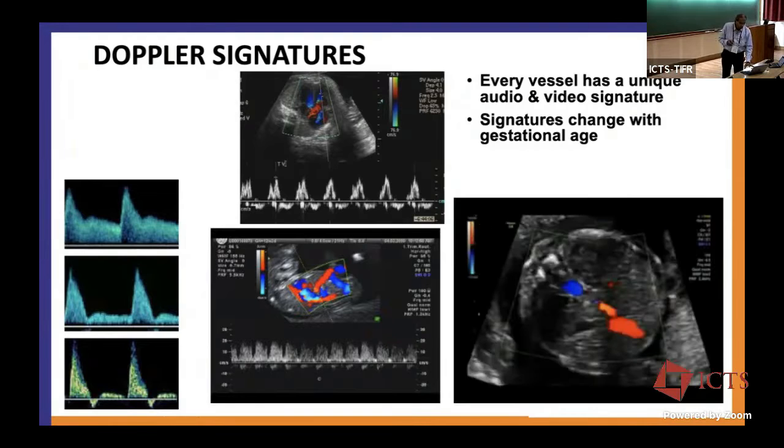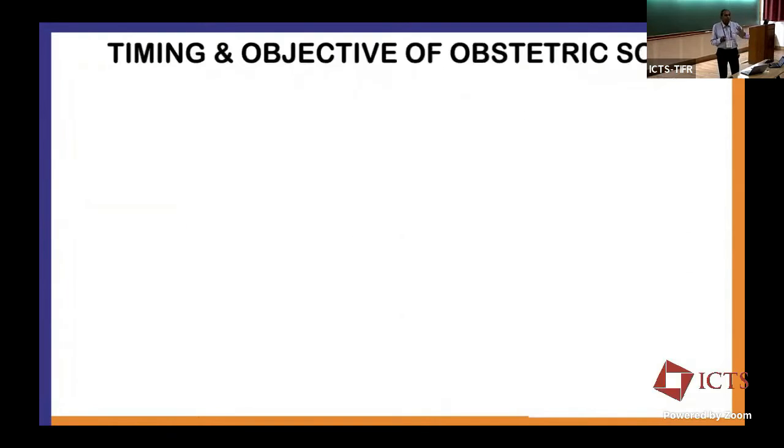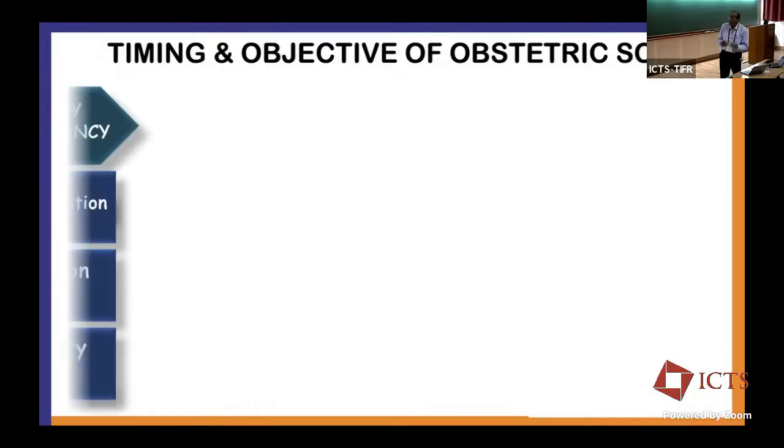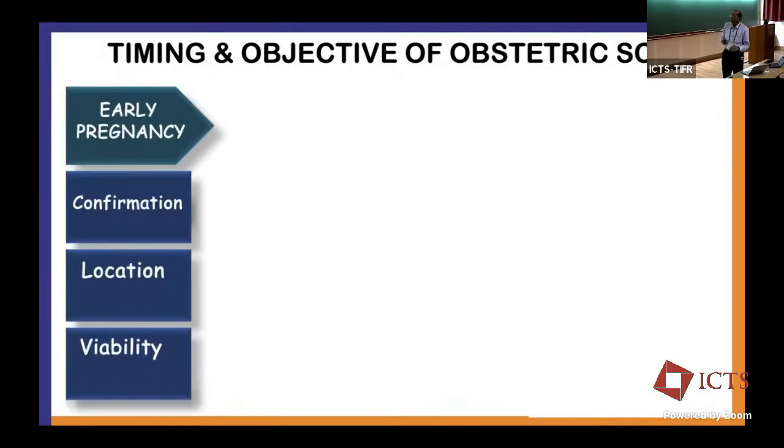Right. Now, let's go down to obstetrics, and this is just the technology. Now, let's see how we are going to apply this technology. When do we do obstetric scans and why do we do them? In early pregnancy, we do it mainly for confirmation, confirmation of pregnancy, location, and viability.